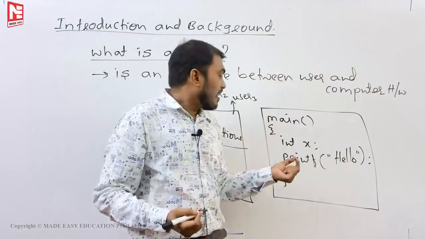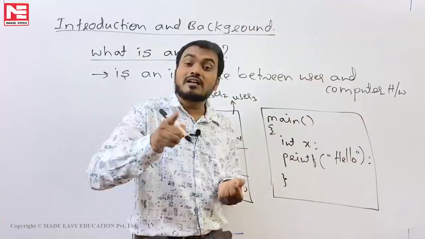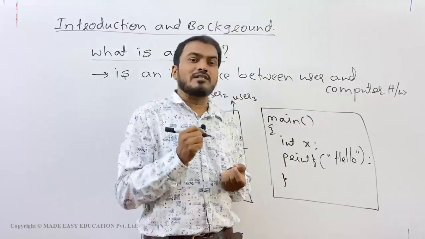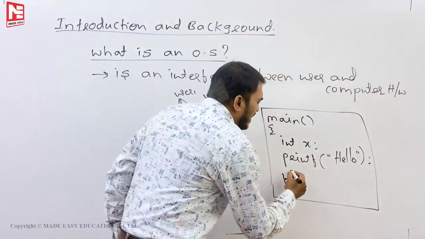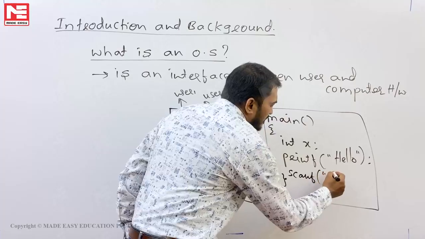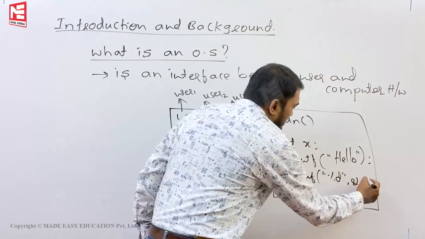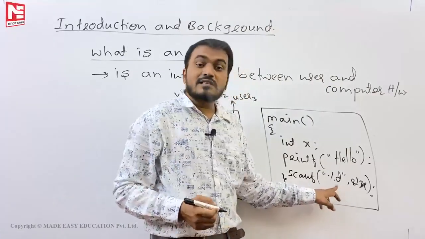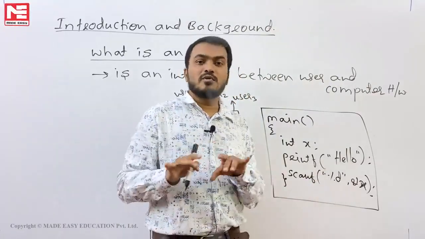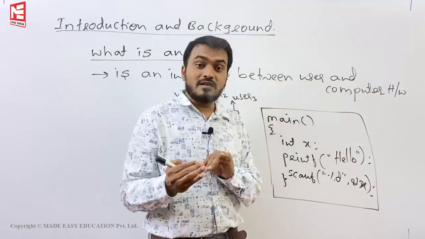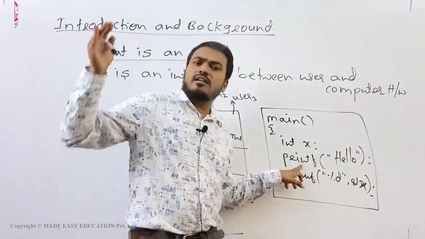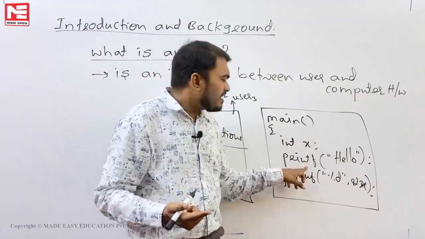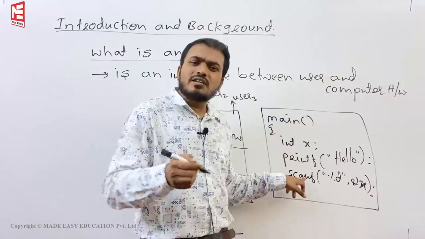The question is, how is printf actually recognizing the monitor? And remember, I want to read the variable x. I write a scanf statement, scanf with %d and ampersand x. What happens if I write the scanf statement? It will interact with the keyboard. All of you know this already. So printf interacts with the monitor and scanf interacts with the keyboard. Now how is it actually recognizing the monitor and the keyboard?